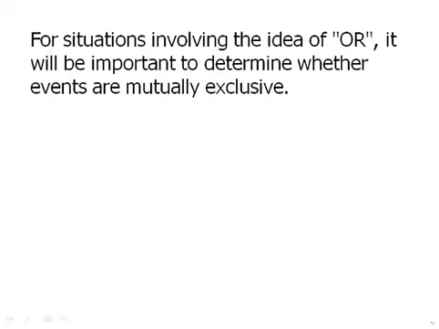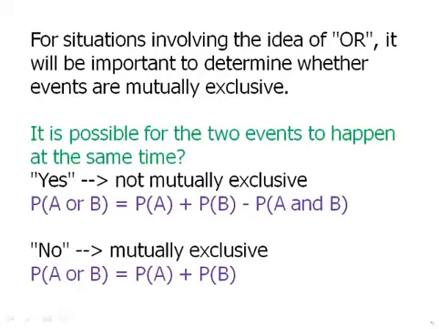For situations involving the idea of or, it will be very important to determine whether events are mutually exclusive. Now let's review this. The crucial question for mutually exclusive is: is it possible for the two events to happen at the same time? If the answer is yes, then the events are not mutually exclusive, and we have to use the general or rule. If the answer is no, if it is absolutely not possible for the two events to happen at the same time, then they truly are mutually exclusive and we can use the simple or rule.